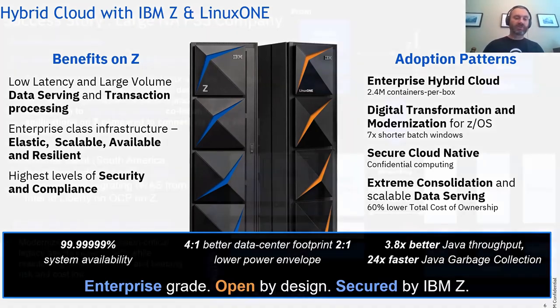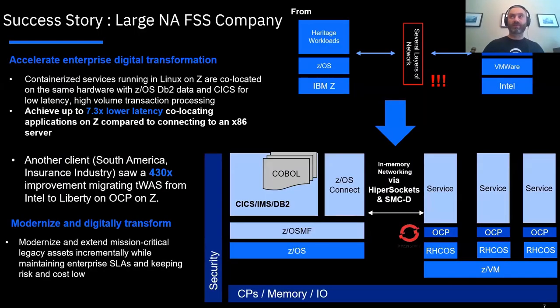All right, so jumping in a bit into some examples here. This is an example of the digital transformation and modernization pattern. So in this case, this is a large North American financial services company. They have, like most large financial services companies, a significant investment in z/OS, both for transactional and for batch workloads. z/OS is essentially their system of record.